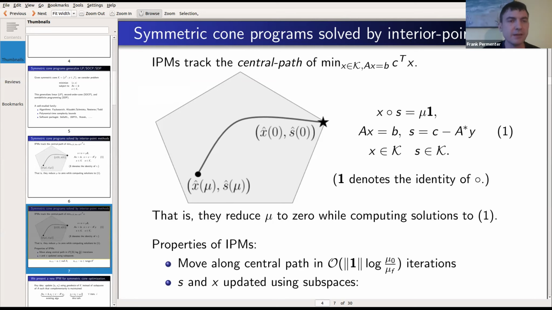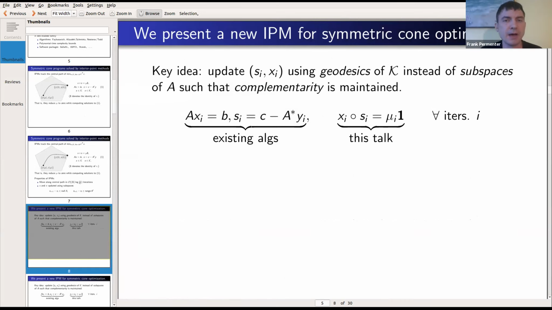Okay, so this is the interior point method. So what is this talk about? It's going to be a new interior point method that has a different invariance property. So instead of satisfying the affine constraints at every iteration, we're instead going to satisfy the perturbed complementary slackness condition at every iteration. And the way we're going to do that is by updating our decision variables x and s, not using subspaces associated with the constraint matrix A, but rather by using geodesic curves associated with the cone K.